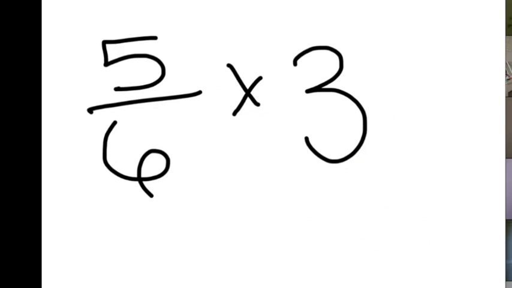Let's do 5/6 times 3. All right, raise your hand. You want to help me out with my first step I need to do? Raise your hand high so I can see it.